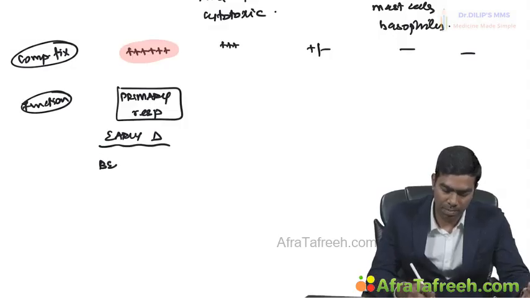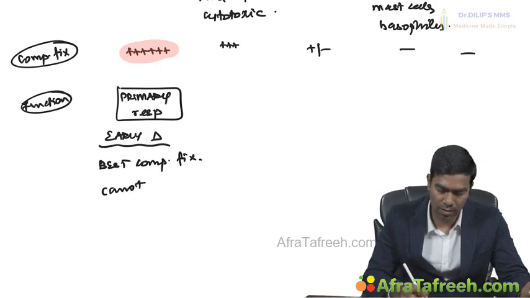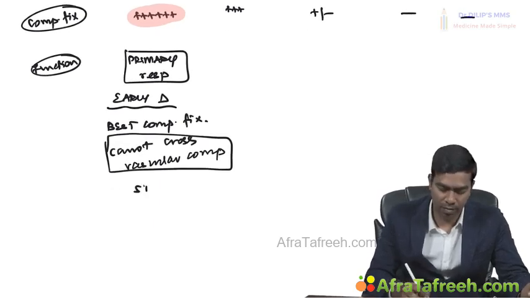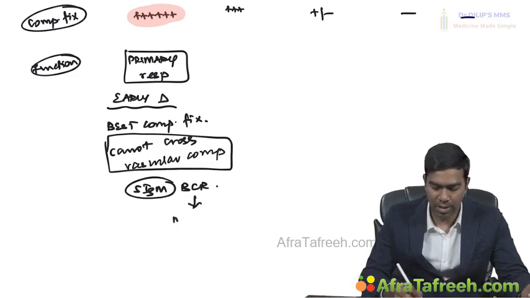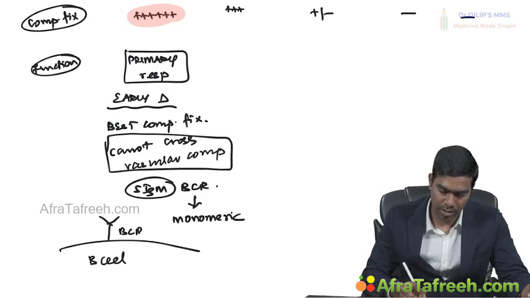At the same time, it is the best complement fixing antibody, but do remember this antibody cannot cross vascular compartment. At the same time, another property of this Ig is they can form surface immunoglobulin as a B cell receptor. Remember, in B cell receptor it will be monomeric form only. If it's a B cell receptor, I told you already, if you take this is a B cell, there will be a B cell receptor, and this could be surface IgM. I mean, this IgM could form the B cell receptor.